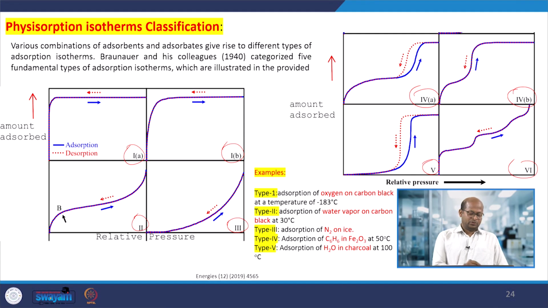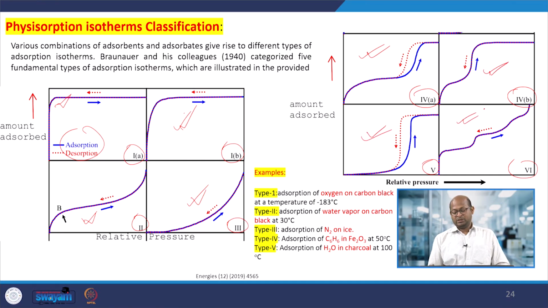Here also both adsorption and desorption curves are there. In each of these, adsorption and desorption isotherms are both present. Here you can see red and blue curves. So depending upon the nature of the materials, we can get different types of surface isotherms. The blue one is the adsorption isotherm, and the red one is the desorption isotherm.